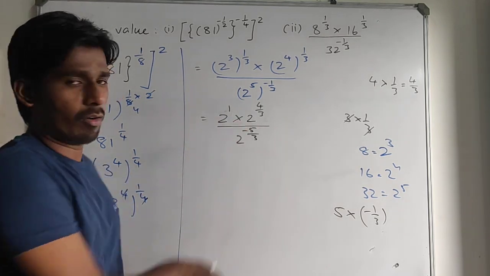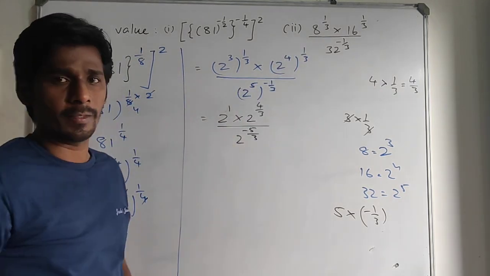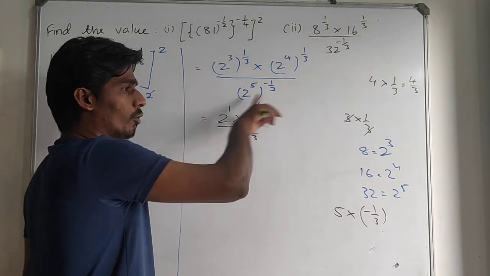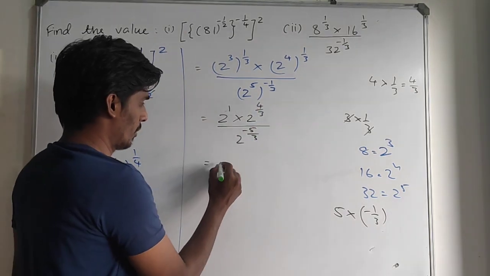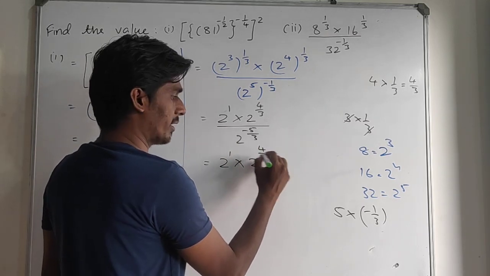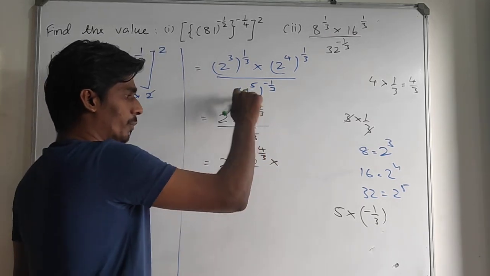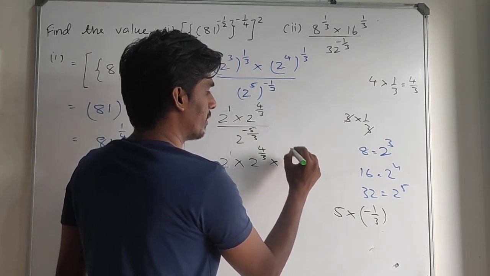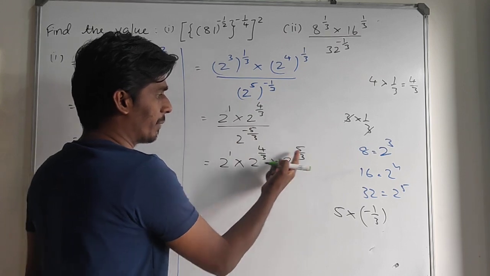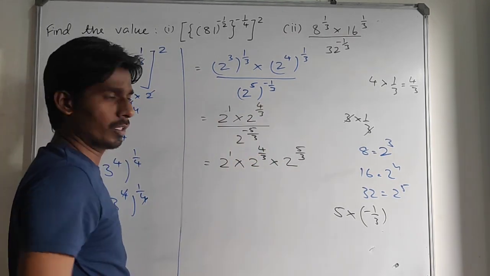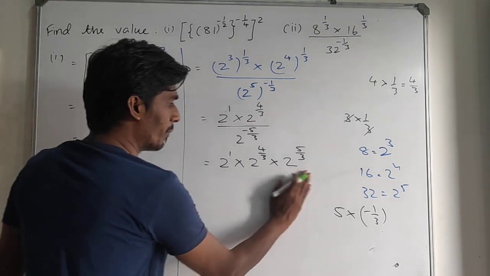So this is the way we convert all the numbers into powers of 2. Now let's take this denominator to the numerator. So 2 raised to 1, 2 raised to 4 by 3. If I take this to the numerator, 2 raised to plus 5 by 3. This minus 5 by 3 becomes plus 5 by 3, because it came from the denominator to the numerator. Now all the numbers are the same.